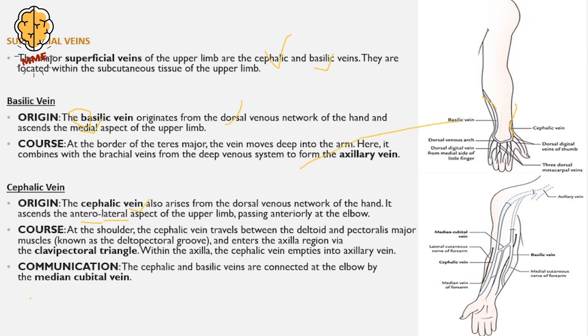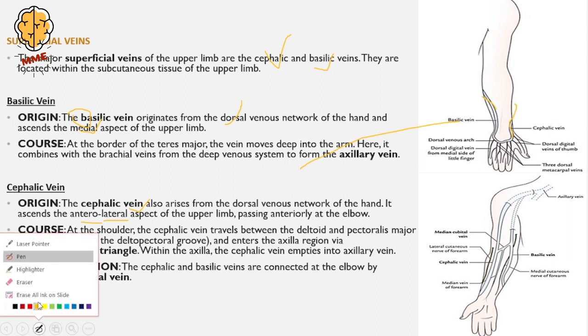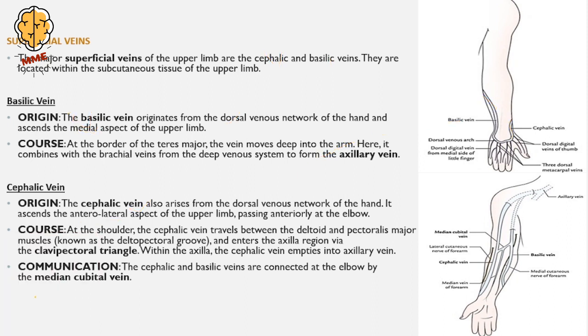So the course of the basilic vein is at the border of the teres major. The vein moves deep to the arm. Here it combines with the brachial veins, forms the deep venous system to form the axillary vein. The course of the cephalic vein: at the shoulder, the cephalic vein travels between the deltoid and the pectoralis major, that is, goes through the deltopectoral groove and enters the axilla region via the clavipectoral triangle. Via piercing this clavipectoral fascia, it will empty into the axillary vein.